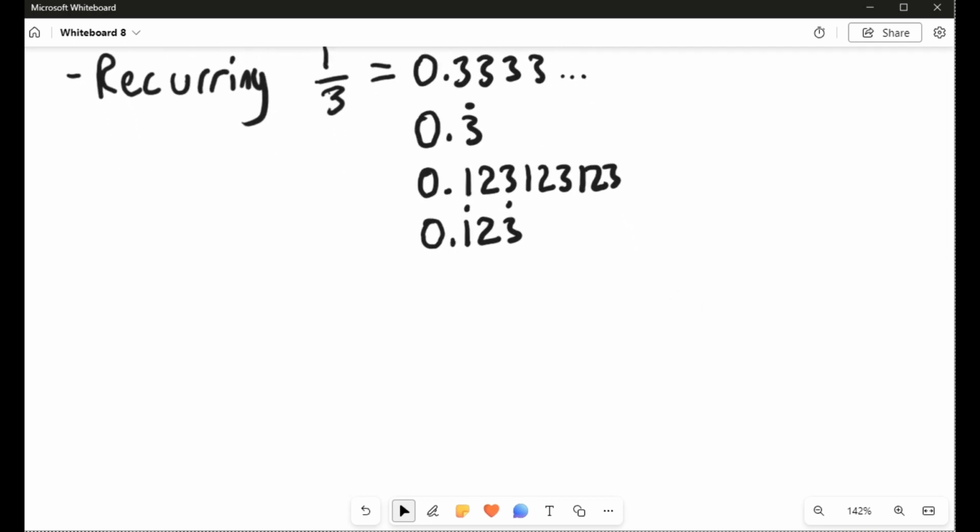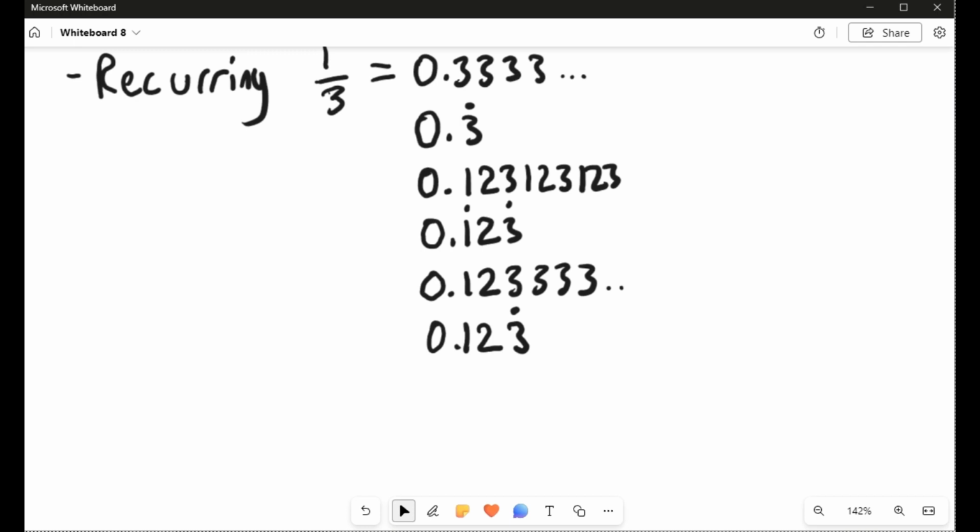So finally, what do I have? A recurring number that goes 0.12333, and my 3's continue forever. The way I can represent this is using the same symbol like so, 0.123 with a dot over the 3. And so the 1 and 2 don't have a dot, so that shows that they're not recurring, but the 3 has a dot that shows that the 3 is the part that will continue forever.